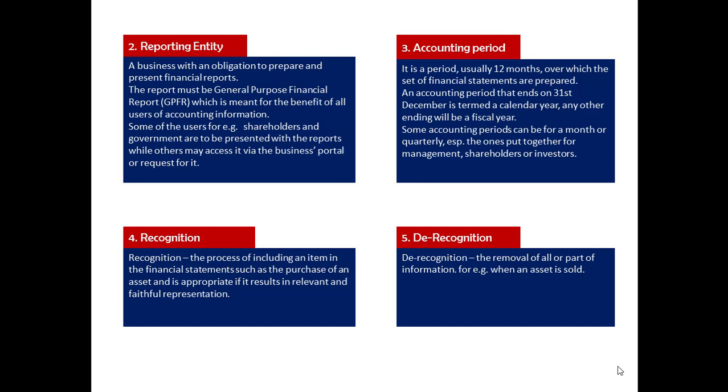So any accounting period that ends on 31st December is termed as a calendar year. So a year that begins on 1st January and ending on 31st December of a particular year is a calendar year. Any other accounting period that ends on a date other than 31st December becomes a fiscal year. So when you have an accounting period beginning on 1st March of a particular year and ending on 28th or 29th February the ensuing year, because it's not ending on 31st December, it becomes a fiscal year. So some accounting period can be for a month or a quarter, depending on which user is requesting for the information.